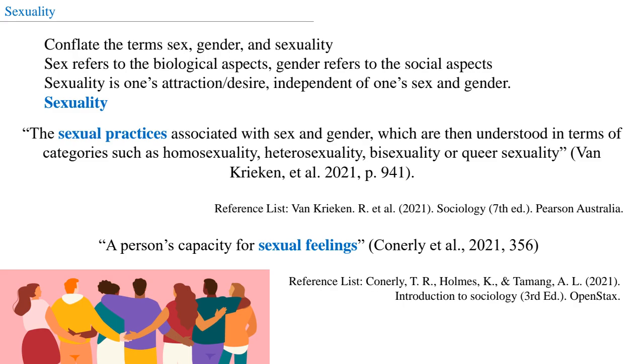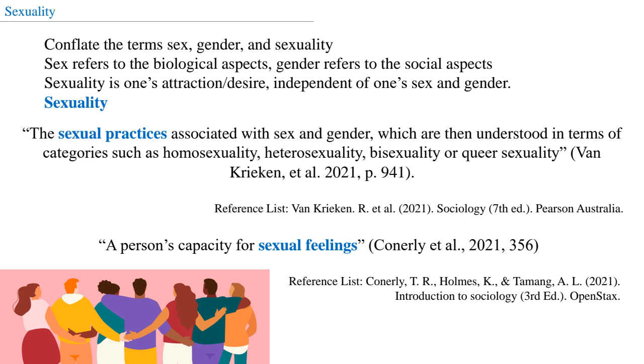In many countries such as Australia, there is a tendency for people to conflate the terms sex, gender, and sexuality. As discussed in the previous lectures, the term sex refers to the biological aspects of the body, whereas the term gender refers to social aspects. And here we're going to discuss sexuality, which is the expression of one's attraction and desire, and is often independent of one's or another's sex and gender.